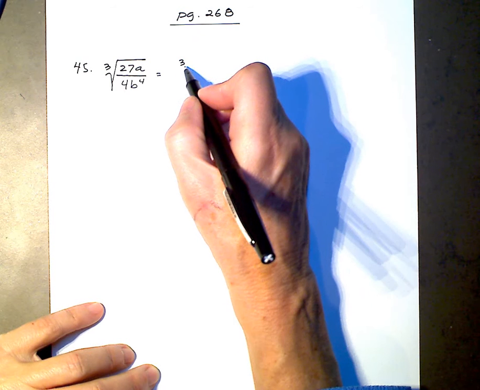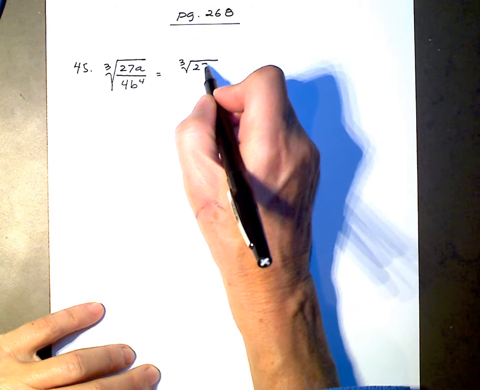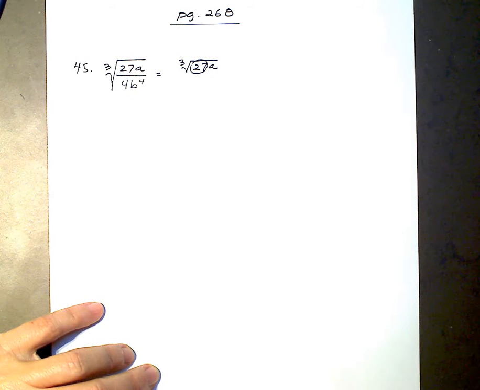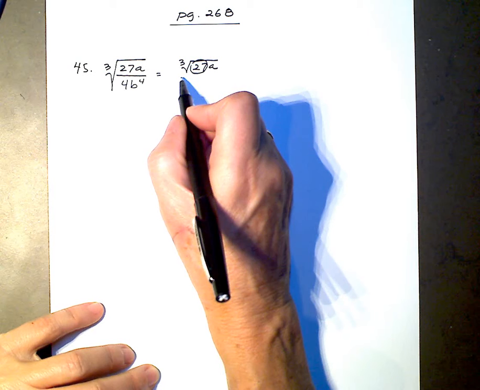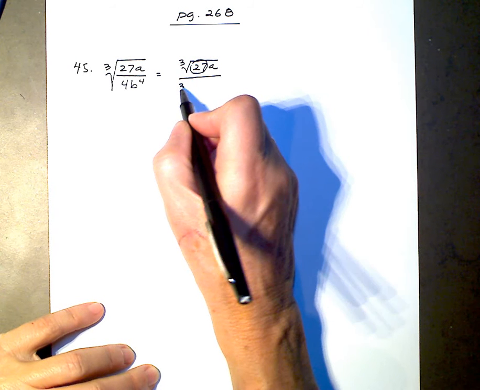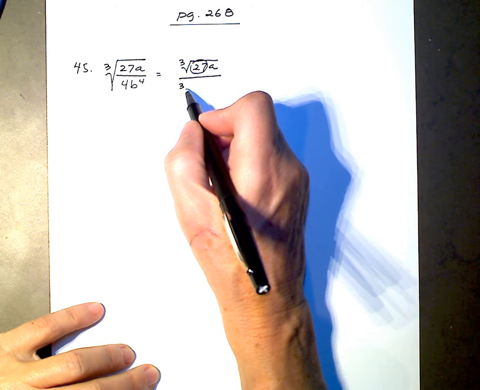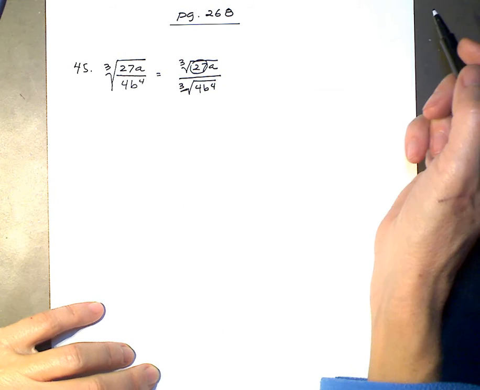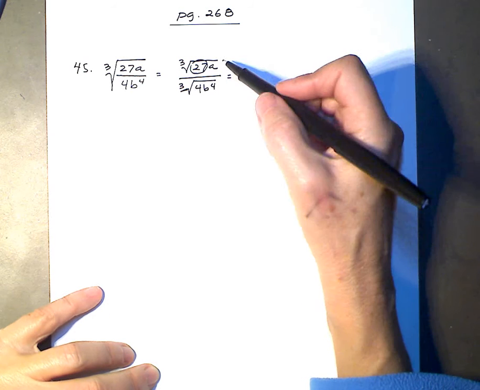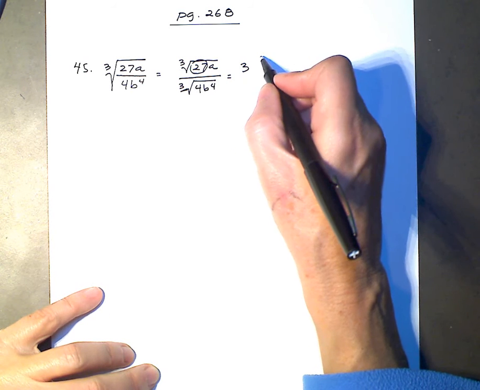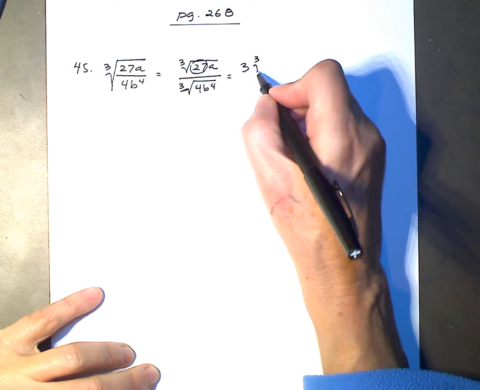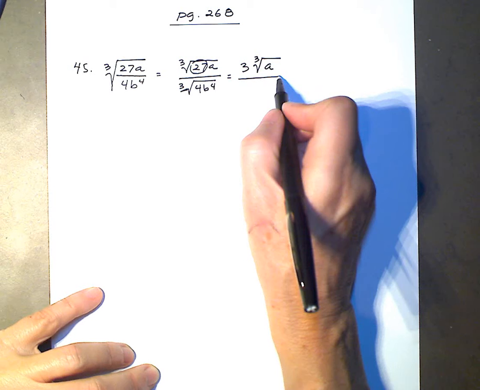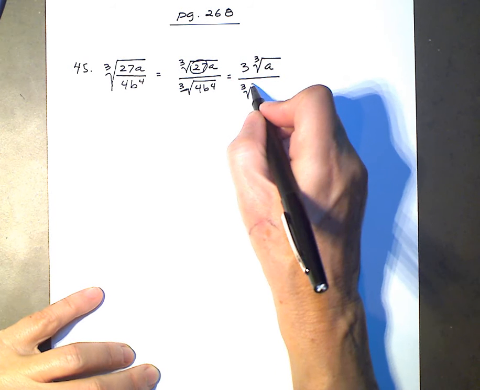It'll be the cubic root of 27a, and I know that this 27 is a perfect cube. Its cubic root is 3, so I'll have a 3 come out of that numerator. But I've also got to rationalize this denominator, so it's the cubic root of 4b to the fourth. So I'll just show one step at a time. I'm going to pull the 3 out of the numerator there. So 3 times the cubic root of a over the cubic root of 4b to the fourth.